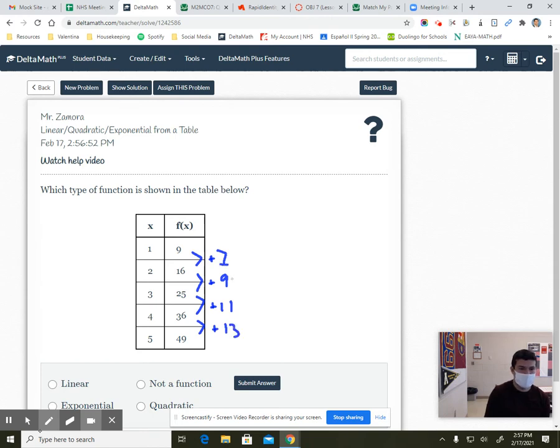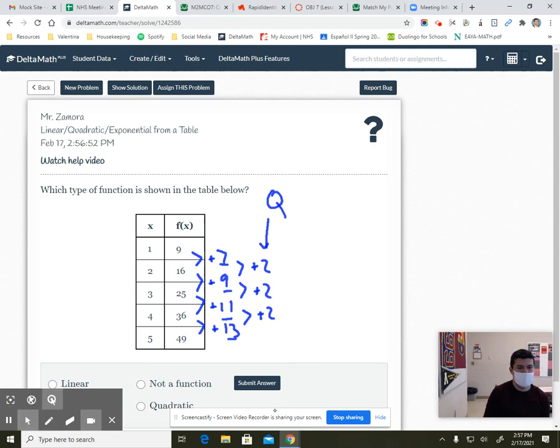Do you notice a pattern here? 7, 9, 11, 13. They all have a common second difference. That common second difference is 2. That is an indicator that this guy is quadratic. So quadratic functions have a common second difference.